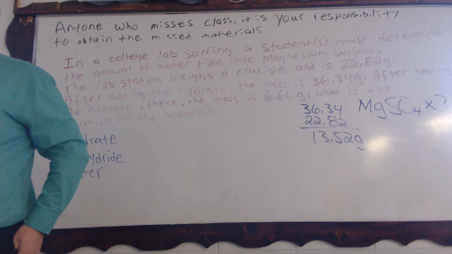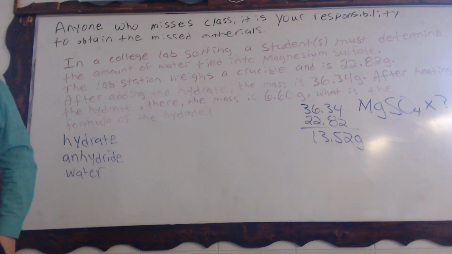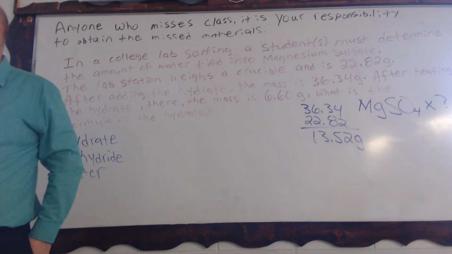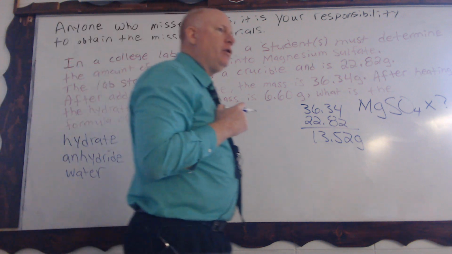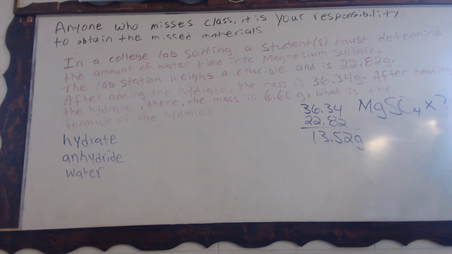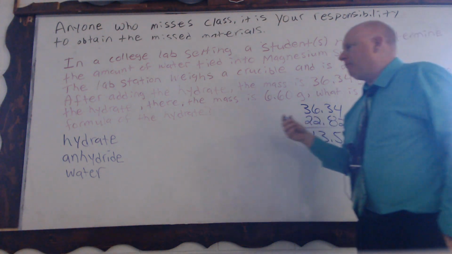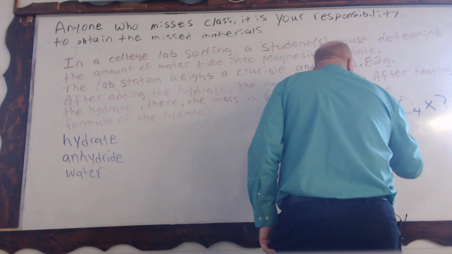My point is not everyone's going to have the same hydrate, and chances are you're not going to start with the same amount. Because again, some of you might have iron chloride with a certain number of moles of water. Some of you might have iron nitrate. Some of you might have manganese nitrate or cobalt nitrate. All those compounds have water locked into each one of them, which gives you a hydrate. So this is our hydrate.